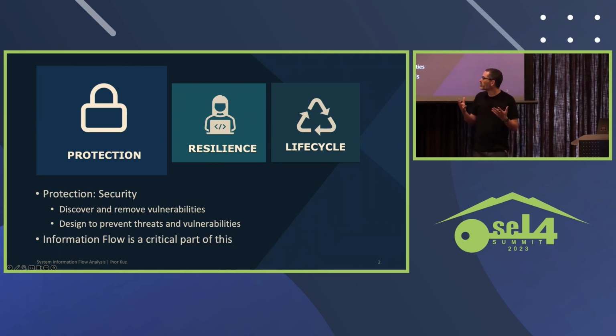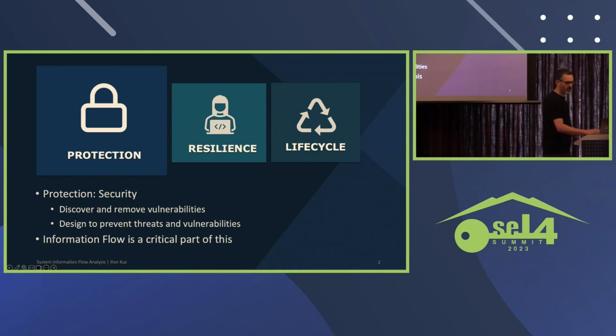And there's two aspects of that. The first is taking existing systems and hardening them, discovering vulnerabilities and removing them. And then the other aspect is designing systems from the ground up to prevent threats and vulnerabilities from actually existing, so that they can't be attacked. And information flow is a critical part of this, right? A lot of security work involves information flow. So that's what I'm going to talk about.